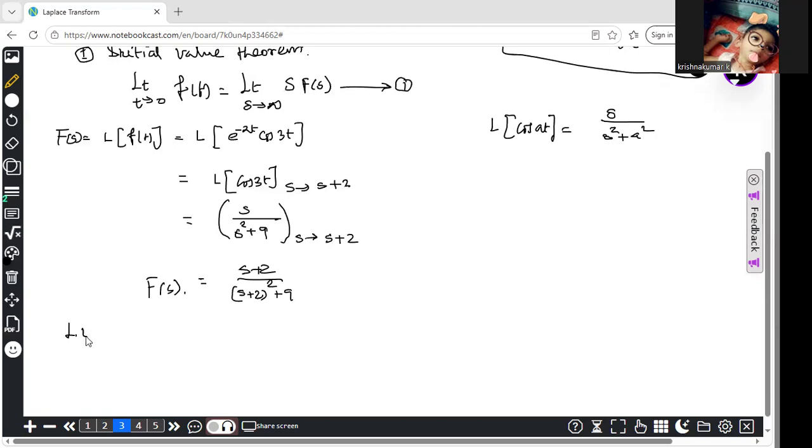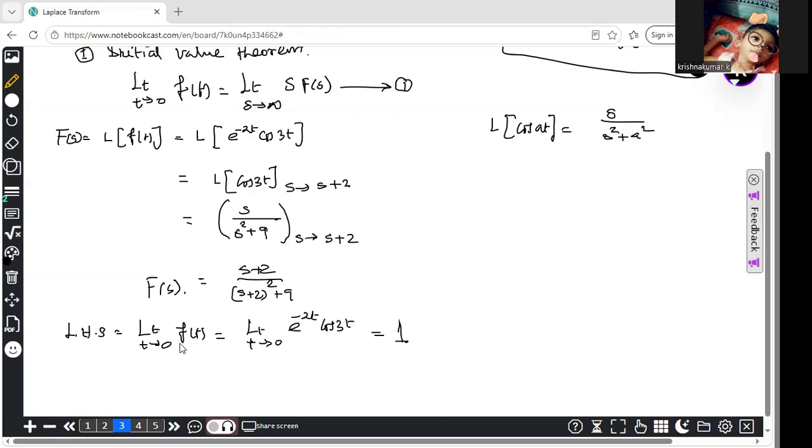So left hand side is equal to limit t tends to 0 f of t. That means limit t tends to 0 of e power minus 2t into cos 3t. Here if we put t equal to 0, then e power 0 is 1 only, and cos 3t means cos 0, so cos 0 is 1.